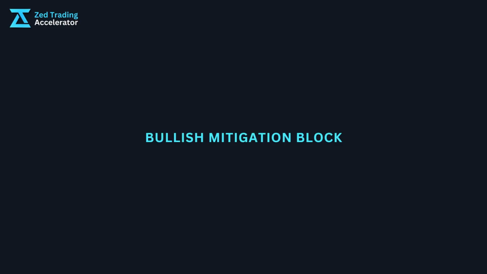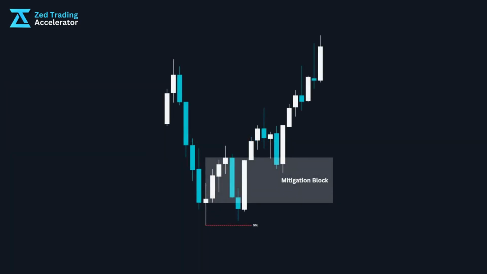Alright, so here is an example of a bullish mitigation block. Here once again, we form a failed swing right here. We failed to take out this swing low right here, right? So here we have a mitigation block.